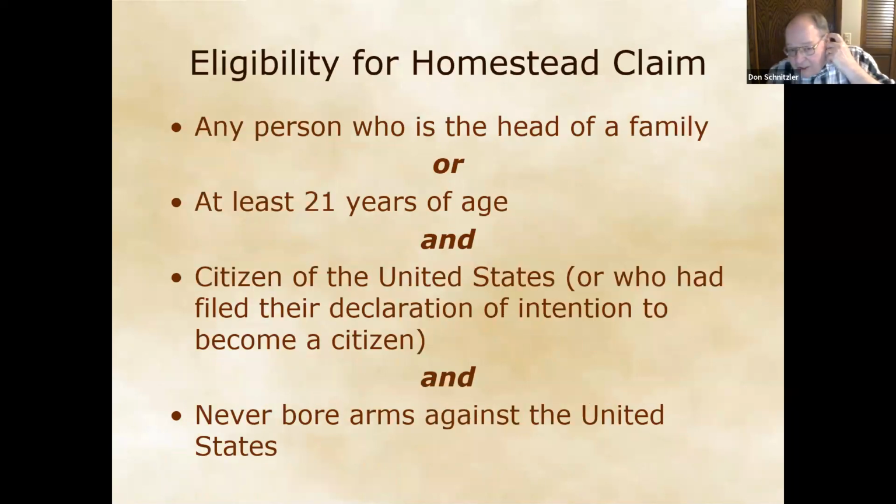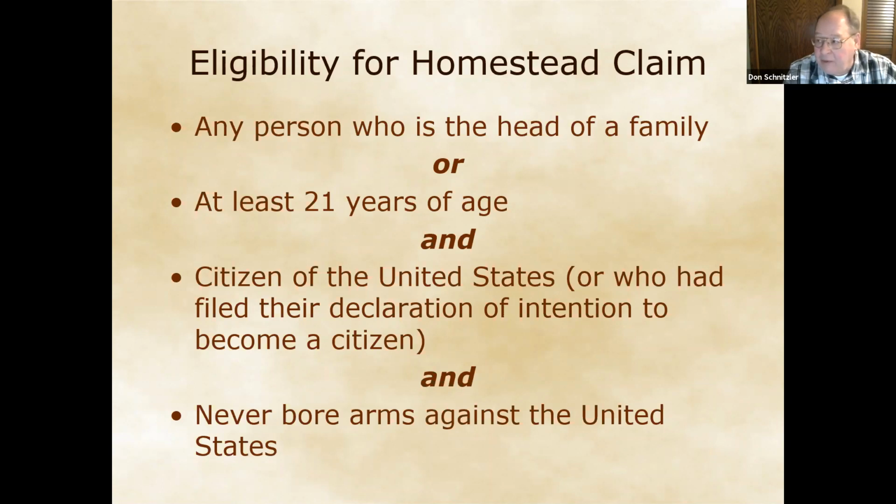Now, as far as eligibility goes, when the rules were first passed, it said that any person who was the head of a household had to be 21 years of age, and had to be a citizen of the United States, or would have had to file their declaration of intent to become a citizen. And if you think about when this was passed, in 1862, during the Civil War.